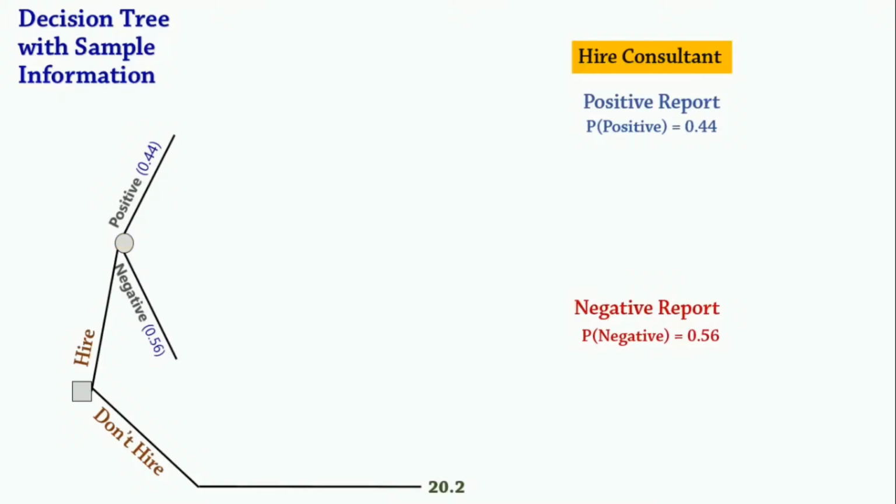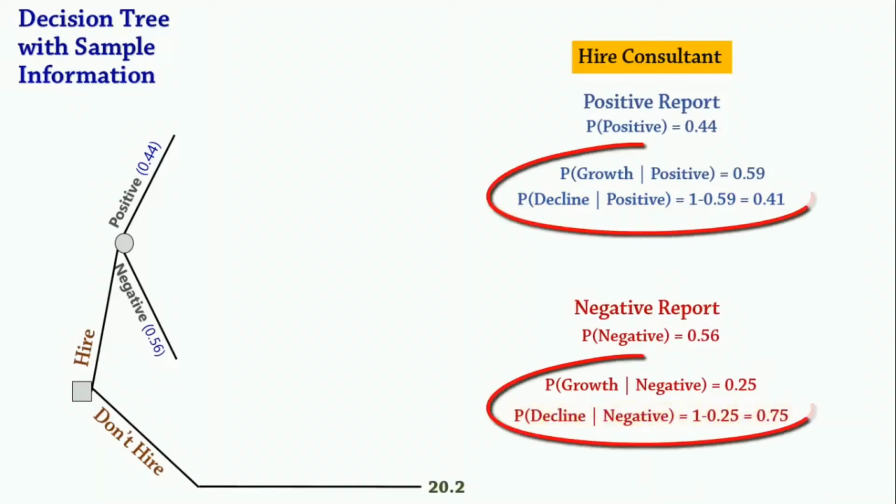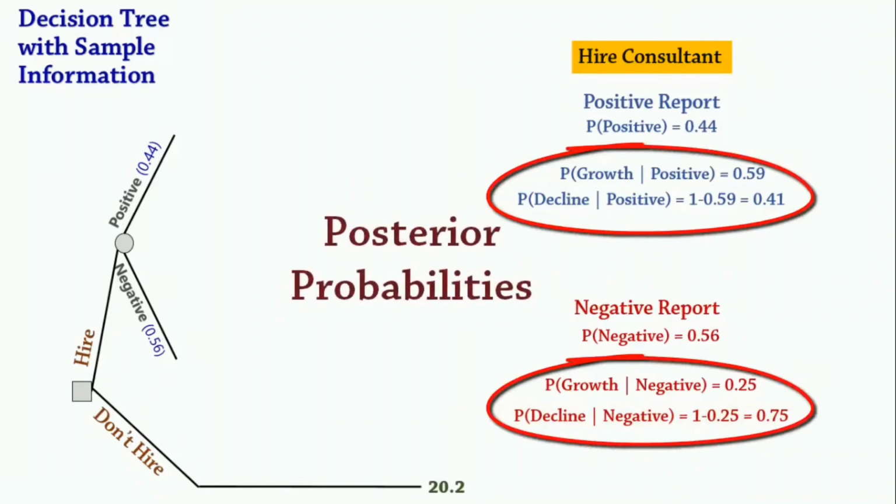Now suppose, given a positive report, the probability of a growing economy is 0.59 and the probability of growth given a negative report is 0.25. This means that the probability of decline given positive report is 1 minus 0.59, which is 0.41, and the probability of decline given negative report is 1 minus 0.25, which is 0.75. These probabilities are called posterior probabilities. We will discuss them in detail in the next video.